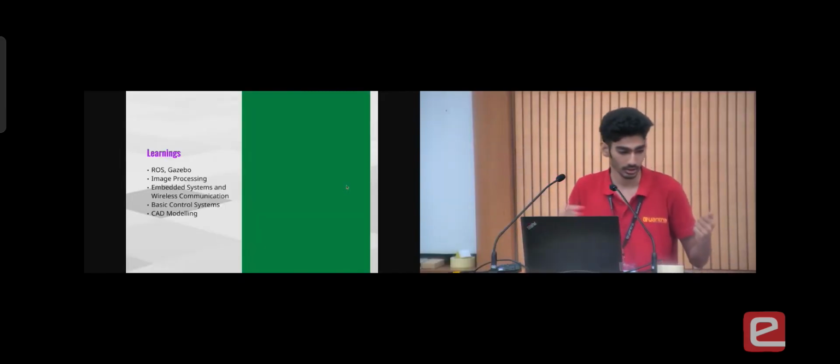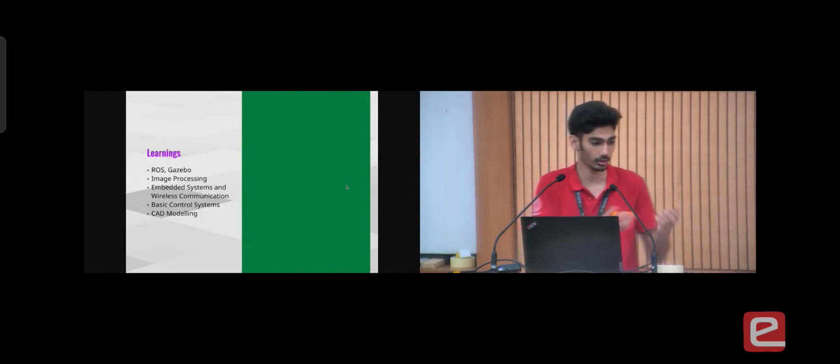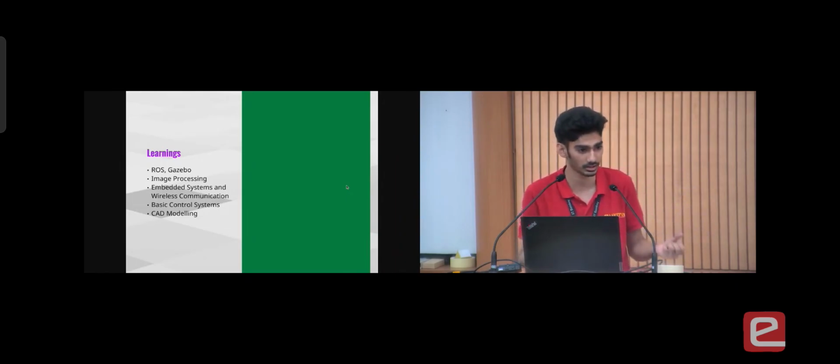And then we have CAD modeling, which is used for fabricating the bot. So as you can see, we have very unique designs here. So that is one of the main tasks, to have a very aesthetic design.